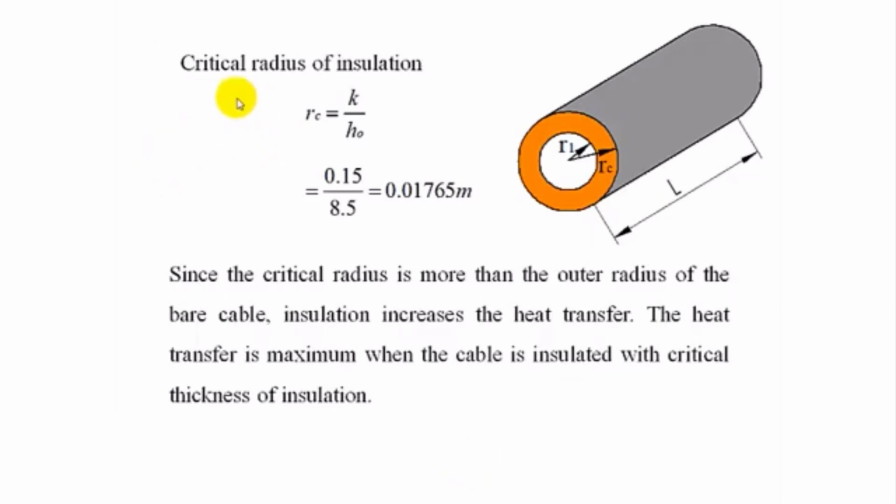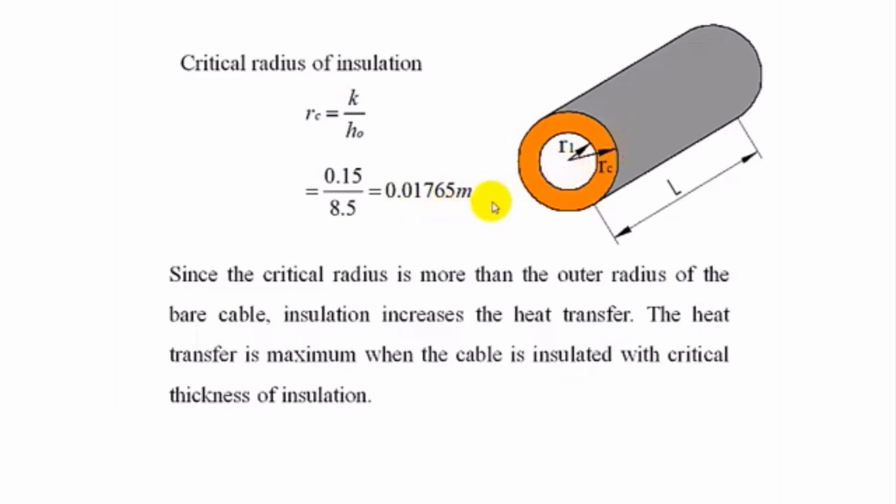Now let us calculate the critical radius of insulation. The thermal conductivity of the insulation material is 0.15 watts per meter degree centigrade, and the outside heat transfer coefficient is 8.5 watts per meter square degree centigrade. So you will get the critical radius as 0.01765 meter, that is 17.65 millimeter. The radius of the bare wire is only 5 mm, and the critical radius is 17.65 mm.